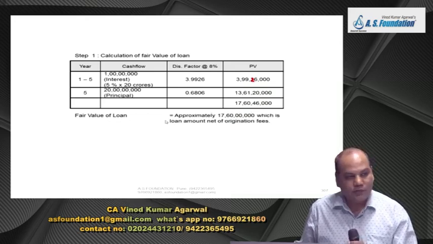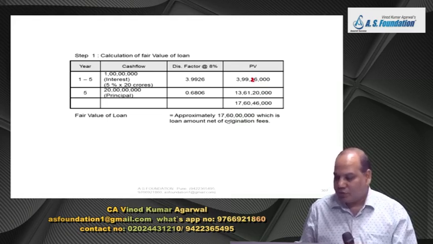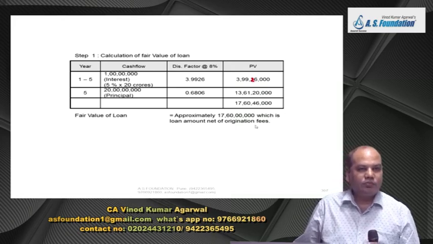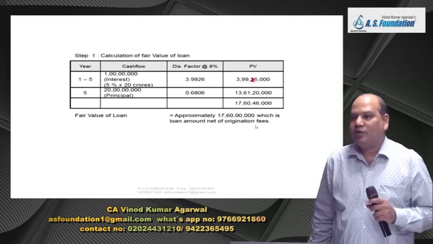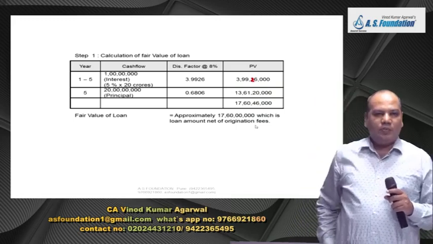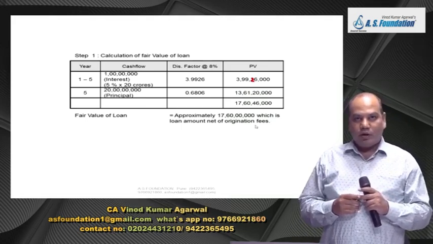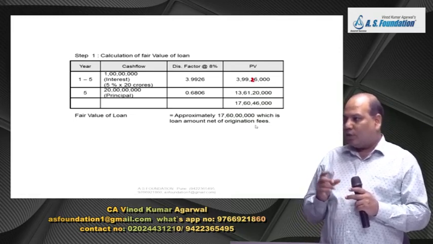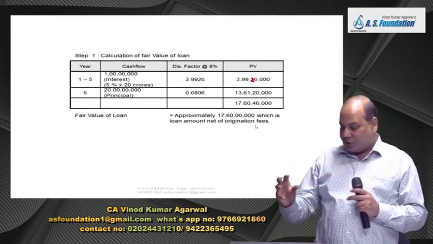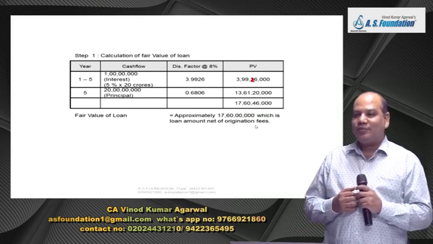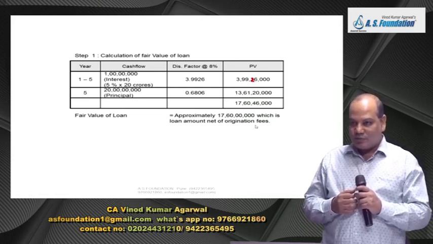So write down fair value of the loan, approximately 17 crore 60 lakh. I have rounded this off, which is the loan amount net of origination fees. So the loan amount is only 17.60 crore given at 8% rate of interest. So it becomes a simple problem now, where you have lent, in form, 20 crore, but in substance you have only lent 17.60 crore. The 2 crore 40 lakh, you got as origination fees.